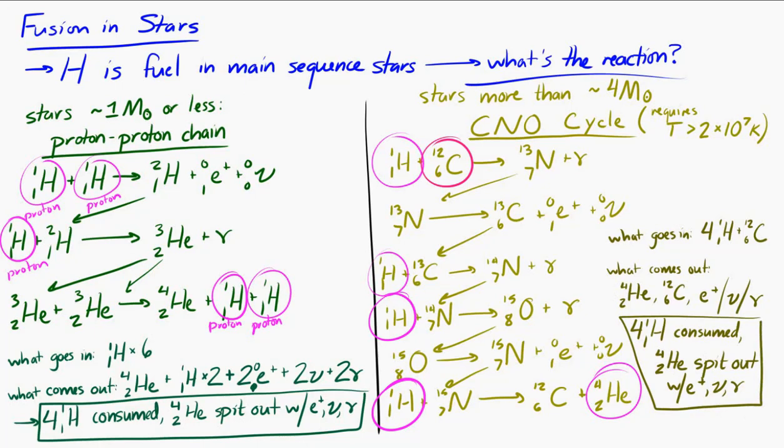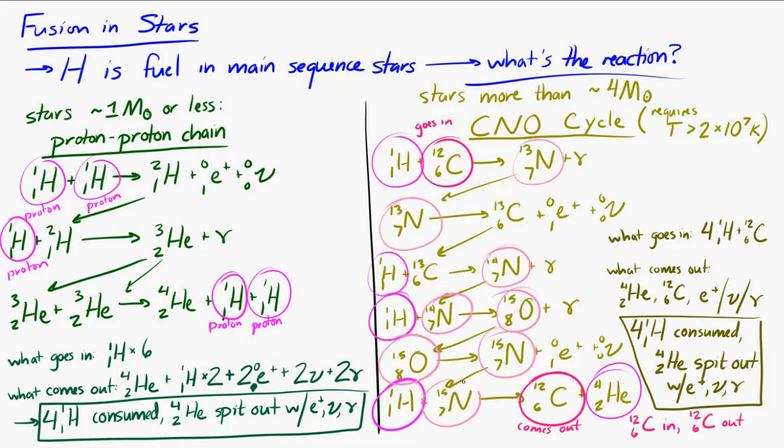The carbon-12 went in, and the same thing came out. Now, the carbon-12 changed in the meanwhile. It became nitrogen and oxygen for a while. In the end, it turned back into carbon-12. Carbon-12 was like a catalyst for the reaction.